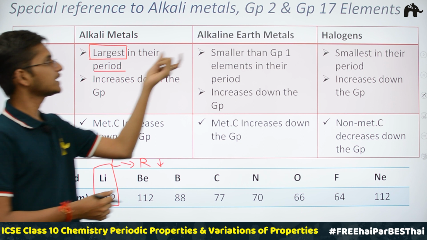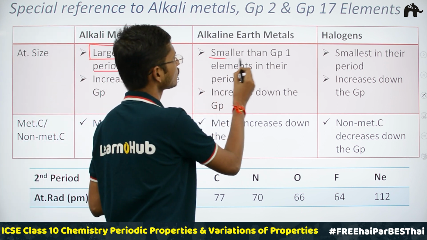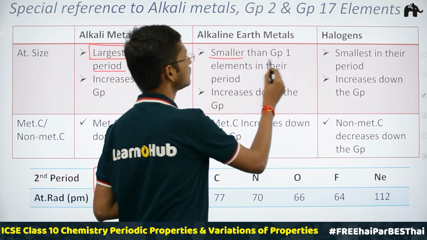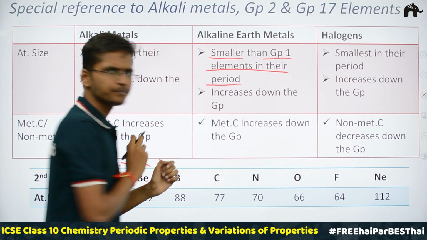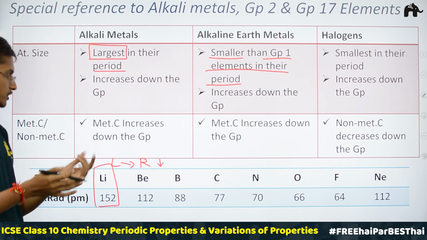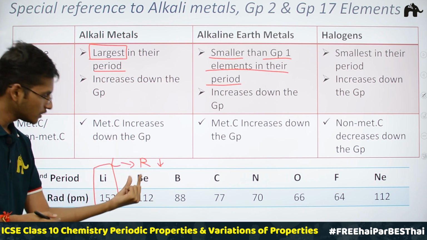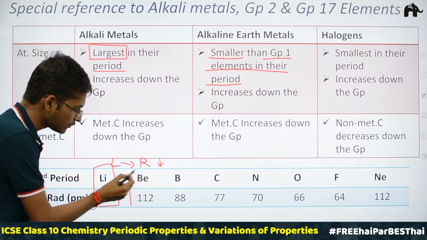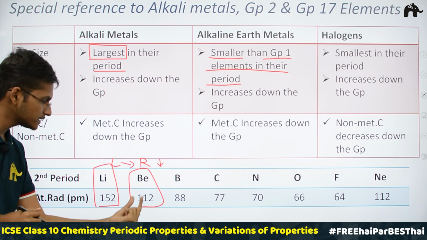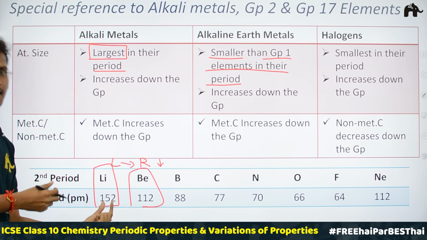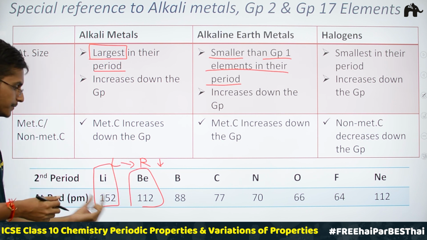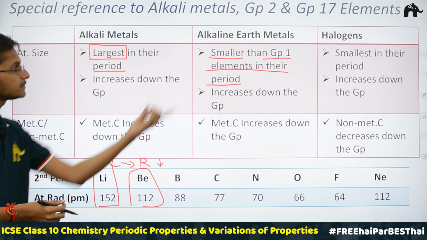Okay, next is alkaline earth metals. They have atomic sizes smaller than the group 1 elements in their period. Very logical, very correct. We already know this thing also, because see, when we move from left to right across a period, atomic size decreases. So alkaline earth metals would definitely have the atomic sizes smaller than the alkali metals, that is group 1 metals, okay, group 1 elements in the same period.